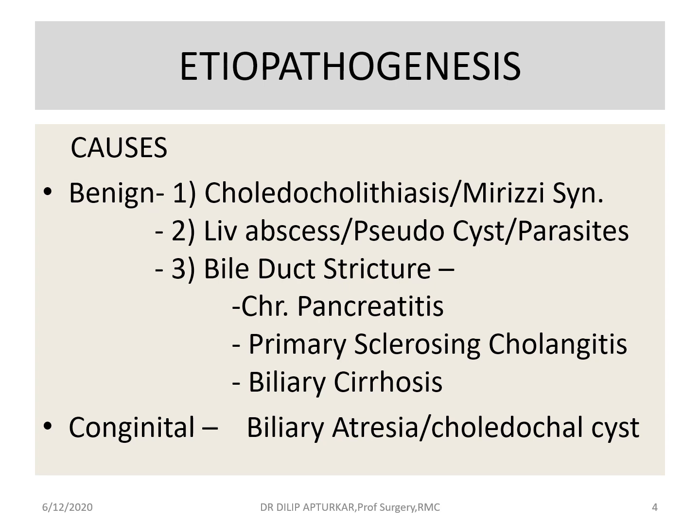Strictures can occur due to chronic pancreatitis, primary sclerosing cholangitis, biliary cirrhosis. Again, these are causes giving rise to obstruction to the biliary outflow. There are congenital causes like biliary atresia, choledochal cyst.